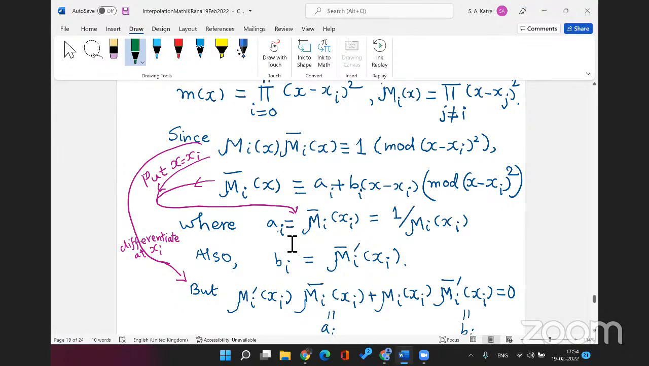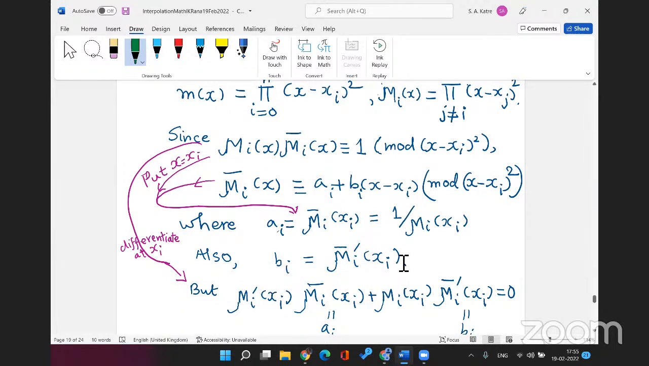Then you get M_i bar(x_i) is 1 upon M_i(x_i). In this also you put x equal to x_i. So M_i bar(x_i) is a_i only, because this part becomes 0 when x equal to x_i. This modulus also is 0. So a_i is equal to M_i bar(x_i).